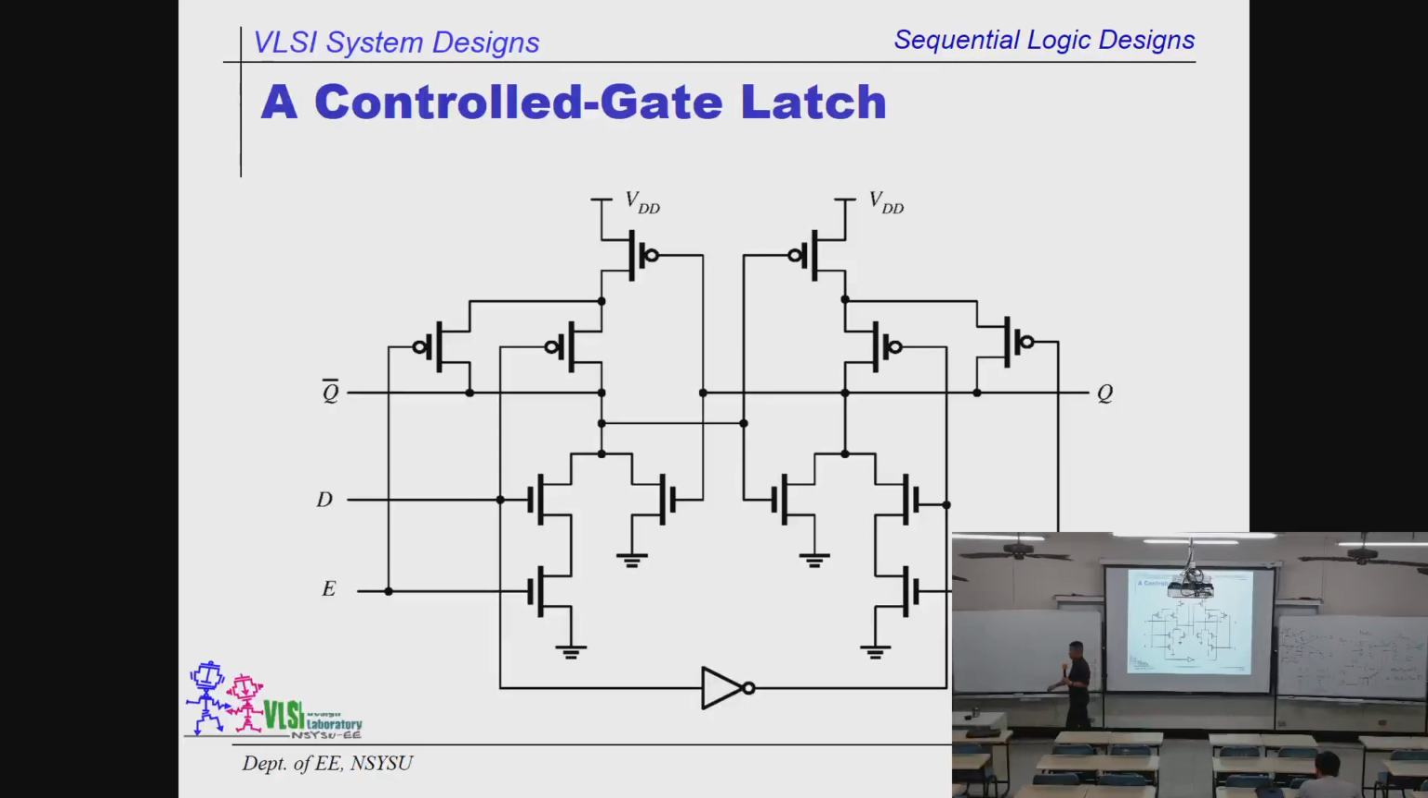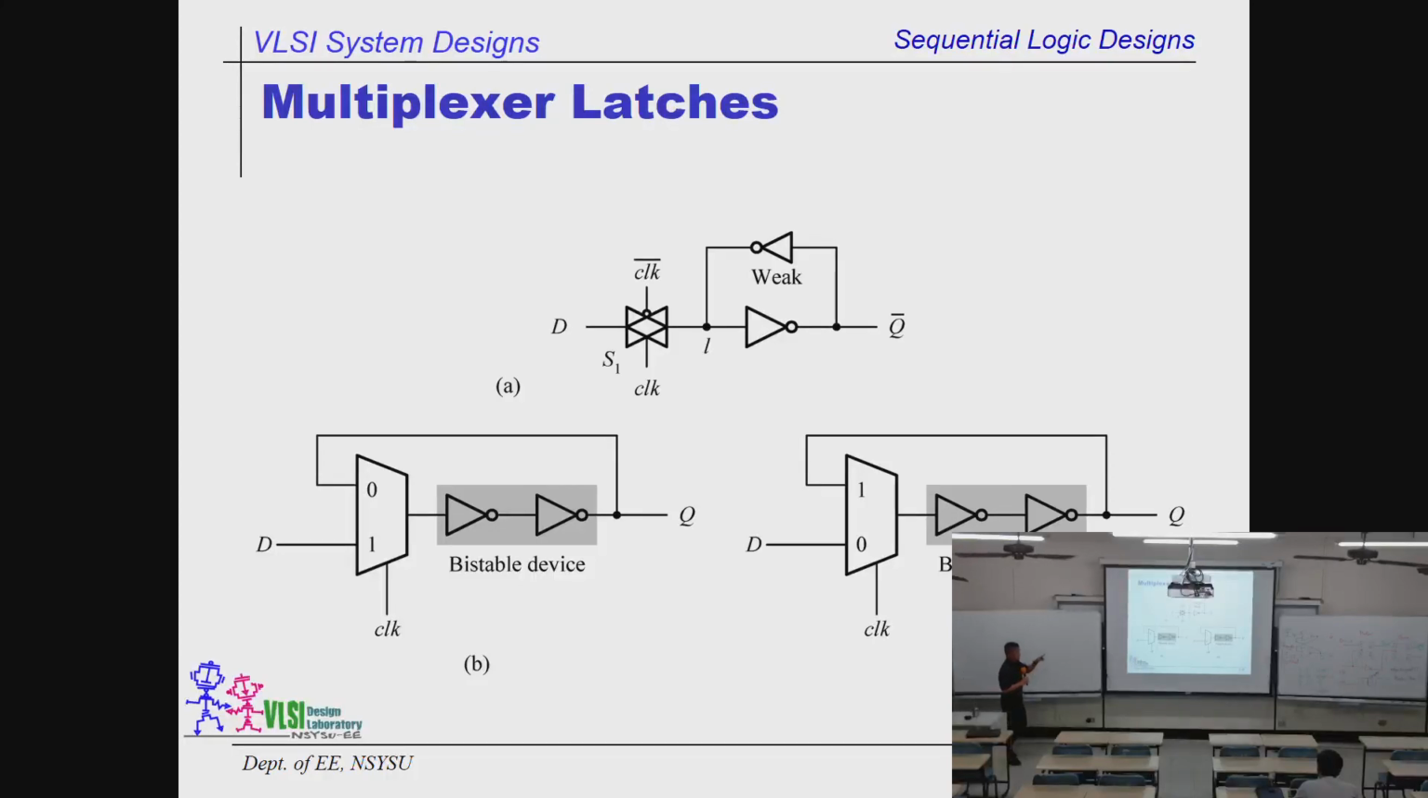This is the control gate latch, and it is very much welcome. Now let's see the multiplexer MUX-based latch. We have 2 types. Let's check the first one. The first one can be simplified this way.